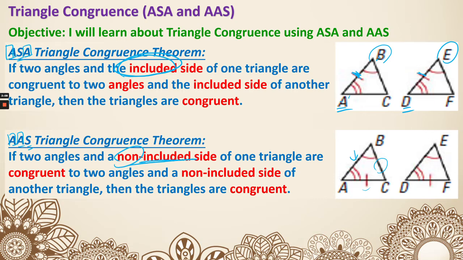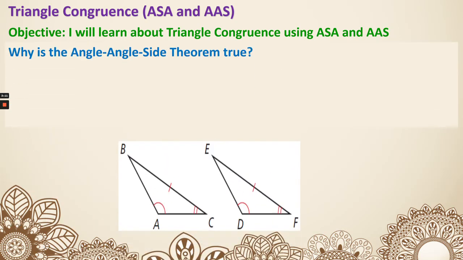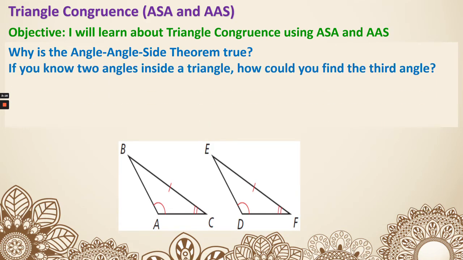Now let's clarify a bit more. Why is the angle, angle, side theorem true? Here's the reason. If you know two angles inside a triangle, how could you find the third angle? We reviewed in the previous lesson the triangle sum theorem, so we can use 180 to subtract the two angles, and then we would be able to find the third angle. So if we have this first pair of angles, and we also have the second pair of angles, we basically also have a third pair of angles.